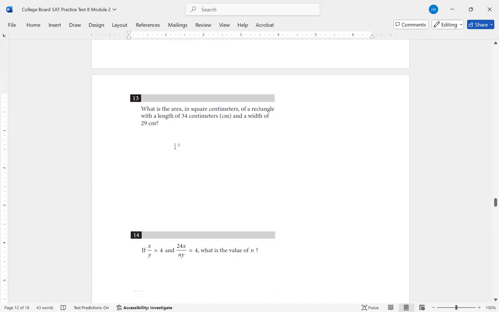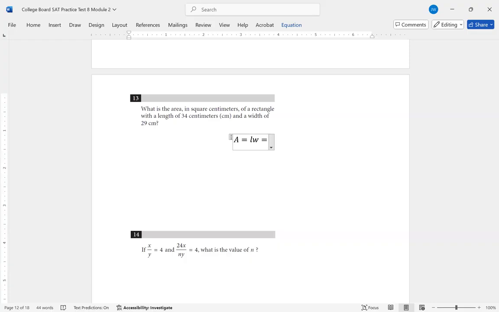Question 13. What is the area in square centimeters of a rectangle with length of 34 centimeters and width of 29 centimeters? Well, the area of a rectangle is length times width or width times length. It doesn't matter which order you write those in. If you forget that, that's actually, again, one of the formulas that is provided to you in that formula section of Module 2.